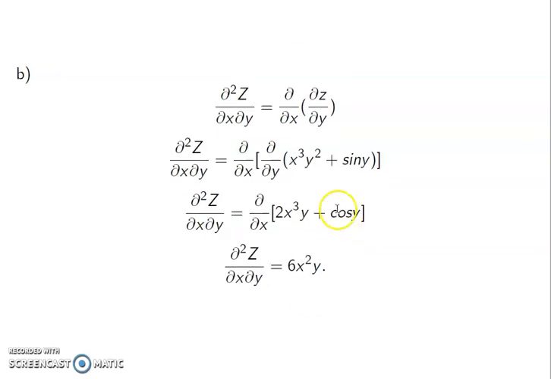On the same line, we can find out the value of ∂²z/∂x∂y. This is nothing but ∂/∂x of ∂z/∂y.